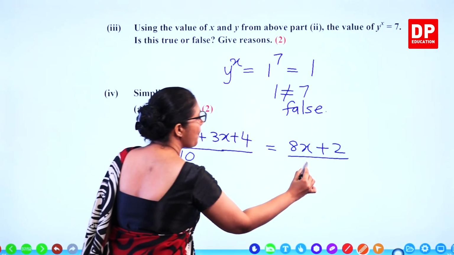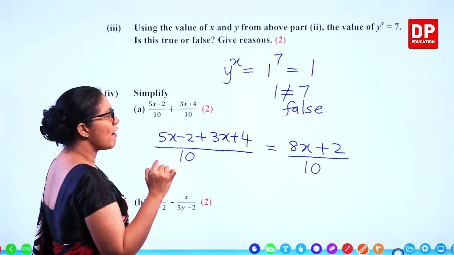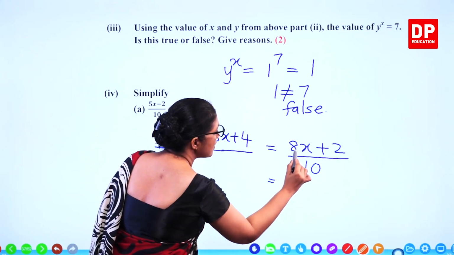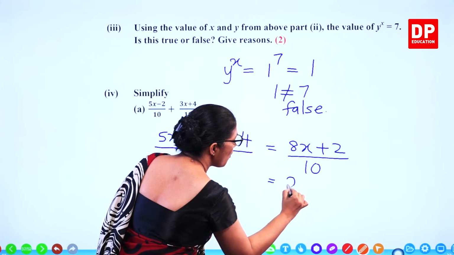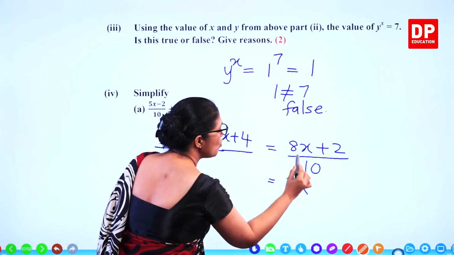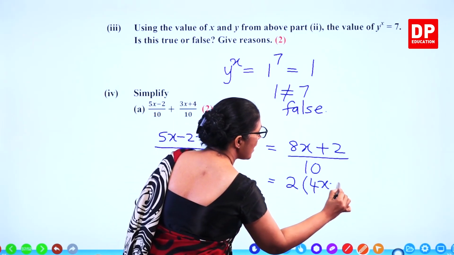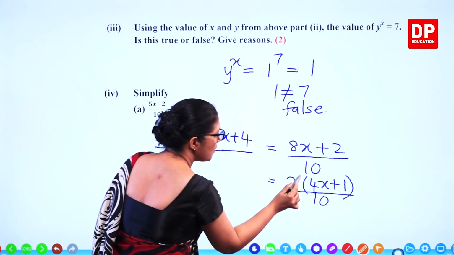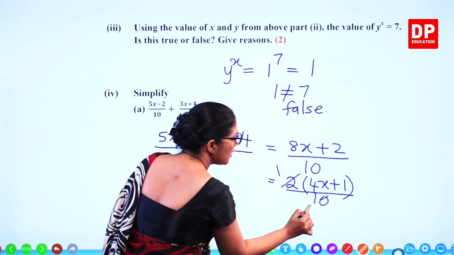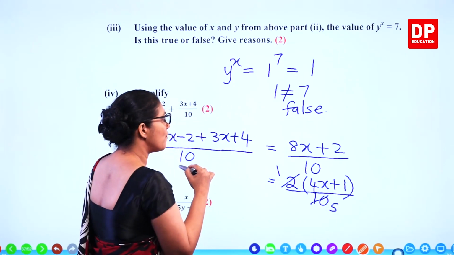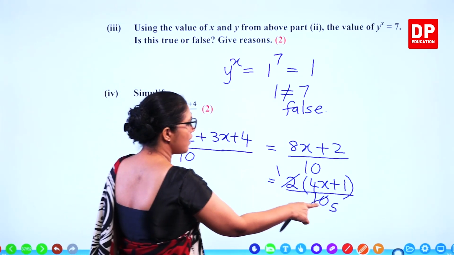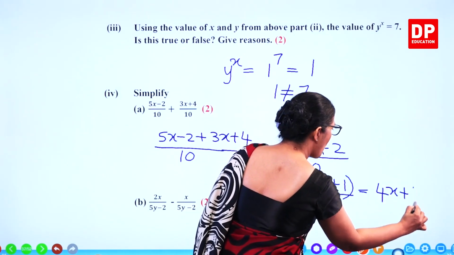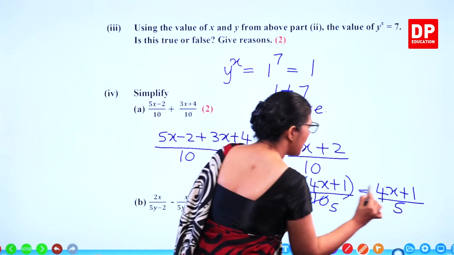Divide by 10. Can you simplify further? Yes, we can. So we can take the common term 2 out from the whole thing. When you take 2 out, you get 4x plus 1. Then you can simplify this 2 with this 10. 2 and 5. So that's 1 and 5. So what's the final answer? 4x plus 1 divided by 5.